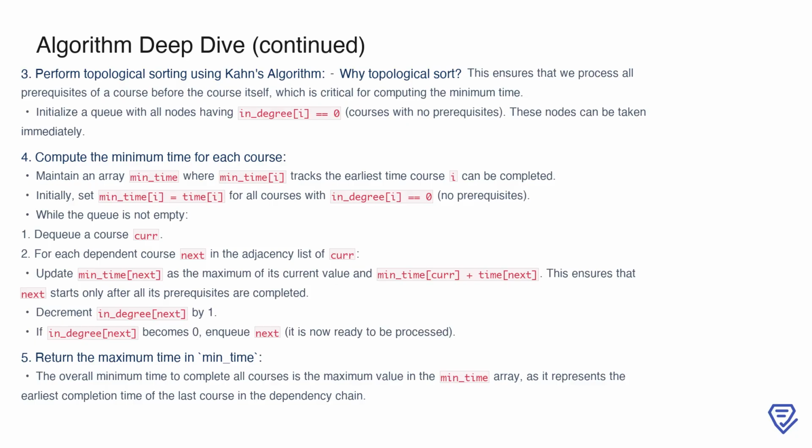The update ensures that the dependent course starts only after all its prerequisites are completed. Specifically, we set min_time[next] to the maximum of its current value and min_time[cur] plus time[next]. Finally, we decrement the in_degree of the dependent course. If its in_degree becomes 0, it means all its prerequisites are satisfied, and we enqueue it for processing.